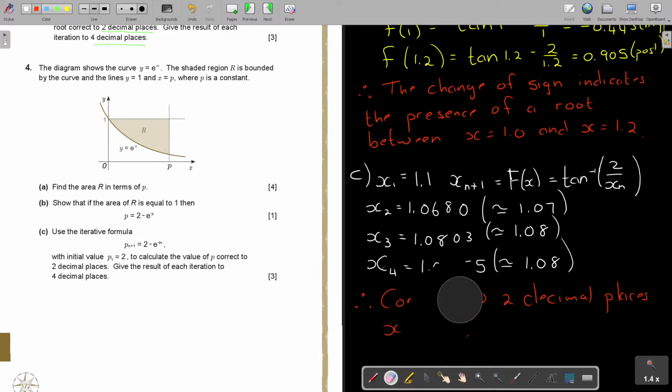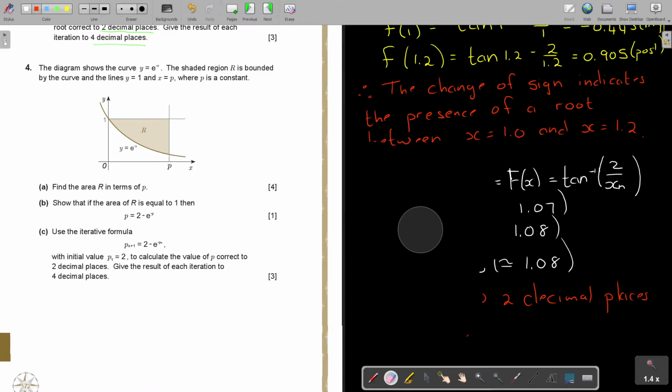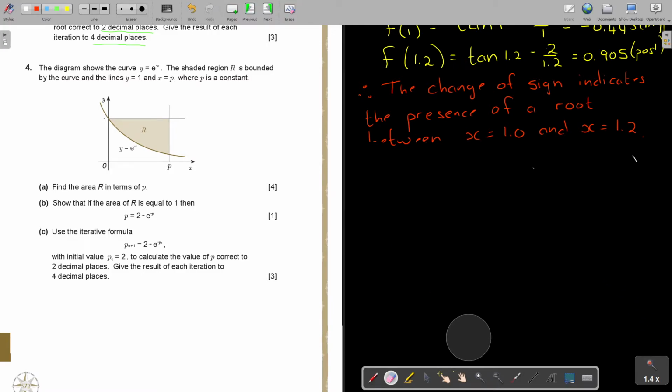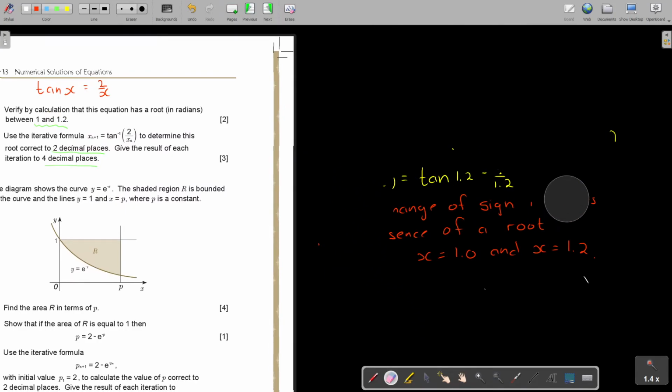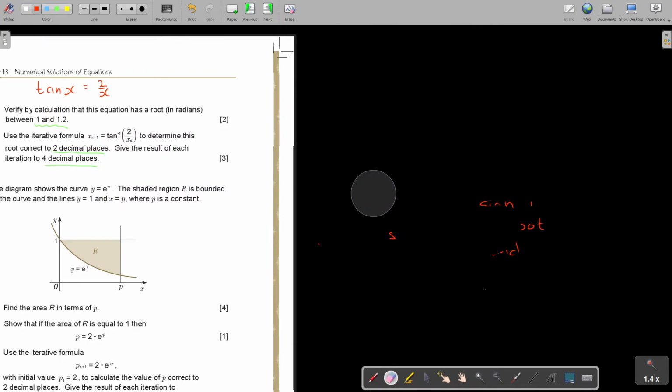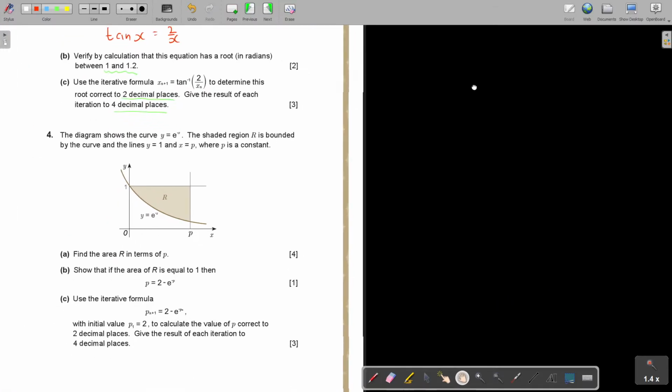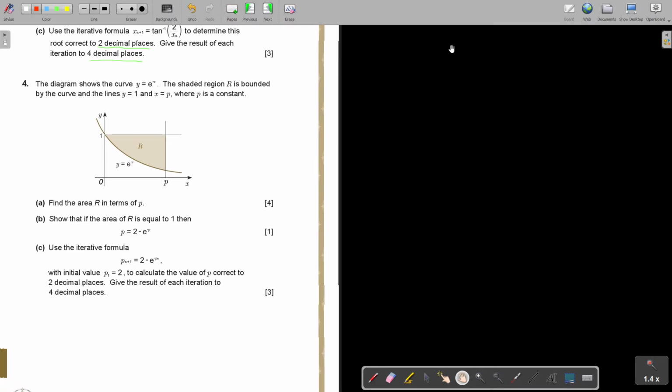Let's do the final one. This is a nice feeling. It's the final one of the last chapter. Okay, let's just make space. Okay, let's start with number 4. Just want to go up a little bit to have space.